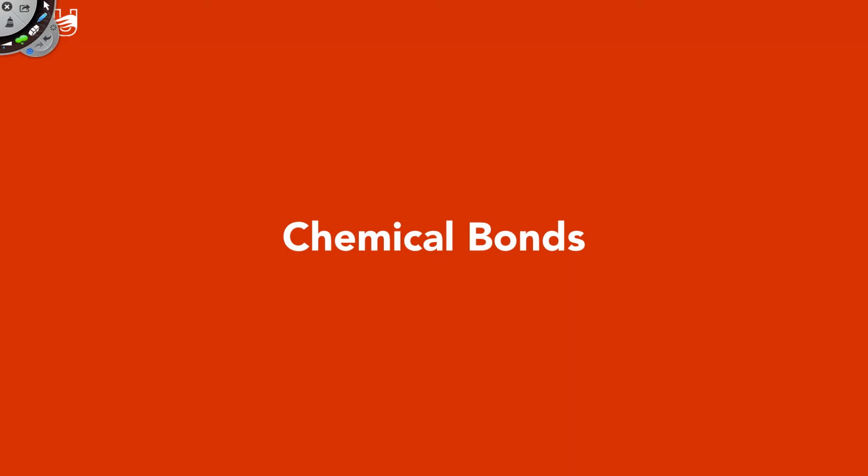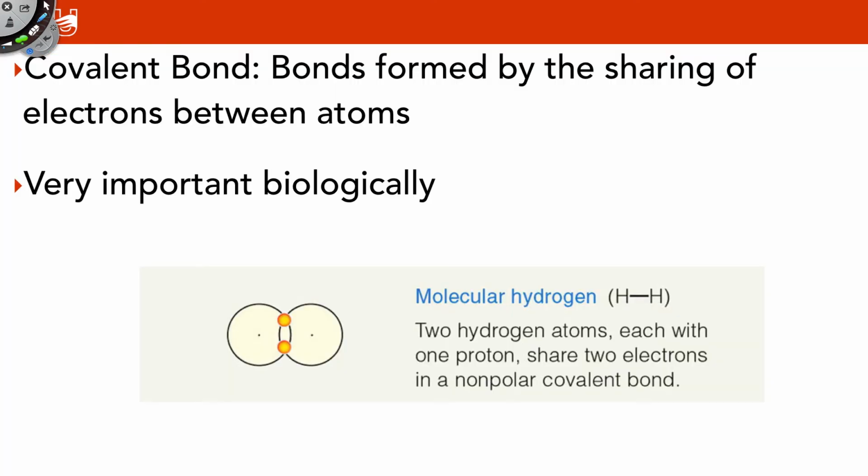Chemical bonds are from the sharing of electrons. So a covalent bond is made when two atoms share electrons. So here we have what we call molecular hydrogen or diatomic hydrogen.